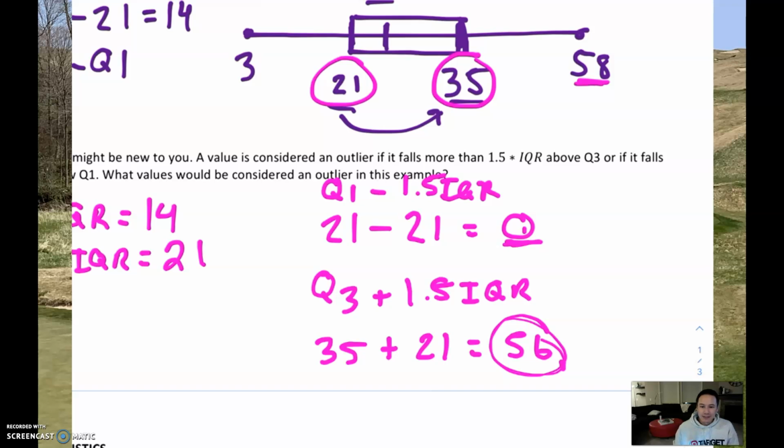Sometimes you end up throwing outliers out of data sets, sometimes you end up keeping them. That's a debate for much higher level statistics, but right now I'm just showing you how to calculate them.